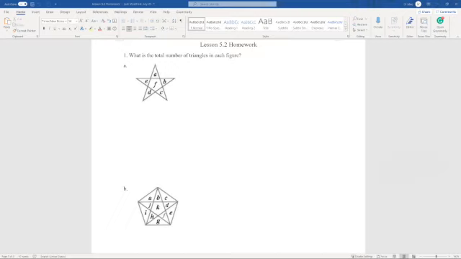So, groups of one, there are 5 of those. Just count 1, 2, 3, 4, 5. A, B, C, D, E. Groups of 2, there are 0. And groups of 3, there are 5. And 5 plus 5 is 10. So the answer is 10.